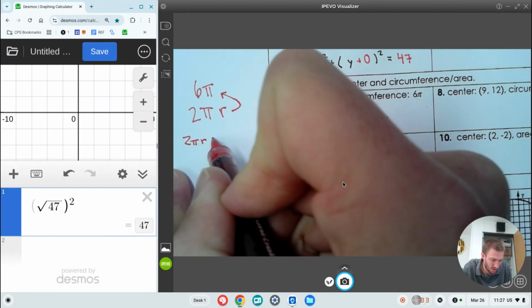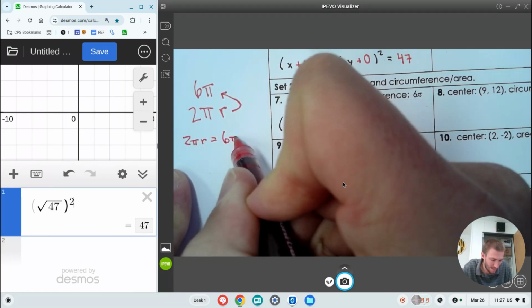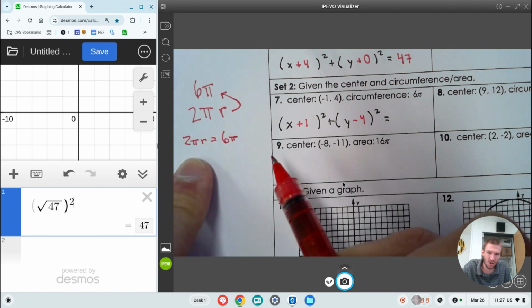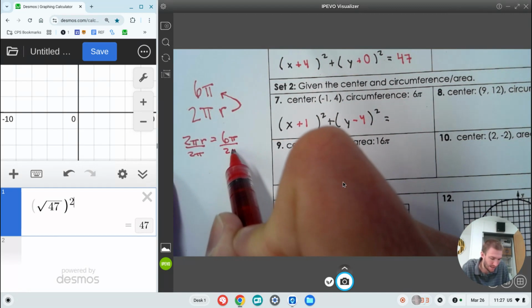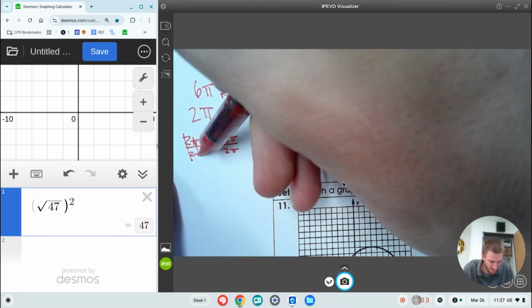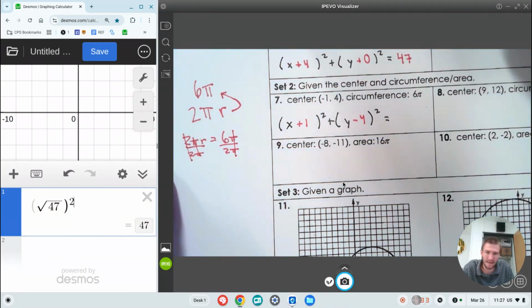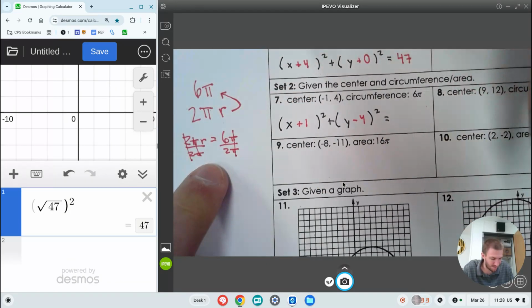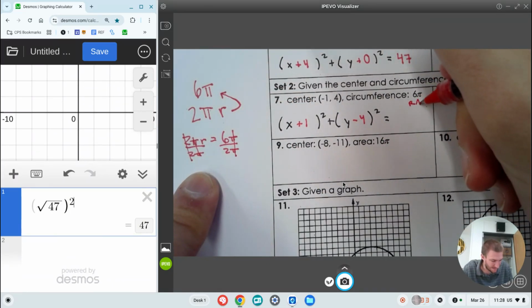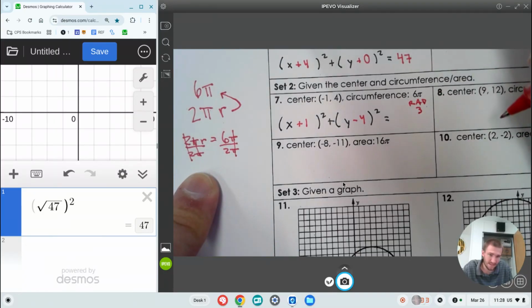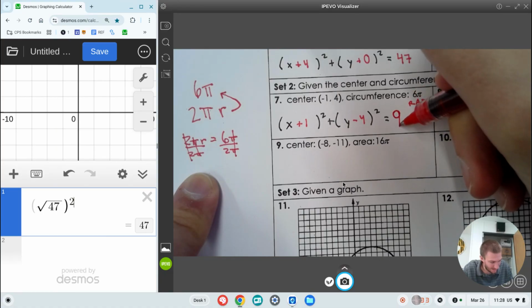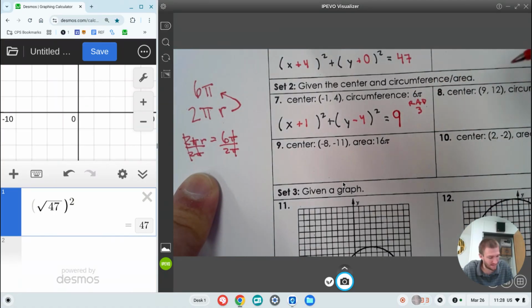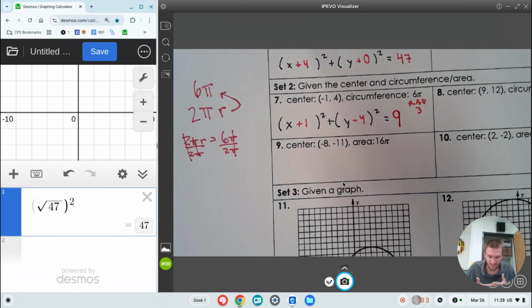2πr is equal to 6π. We want to solve for the r, so we divide by 2π, and we divide by 2π. 2π crosses out, π crosses out, and what's 6 divided by 2? The radius is 3. Now be careful, the number that goes here is 9, because it has to be the radius squared.